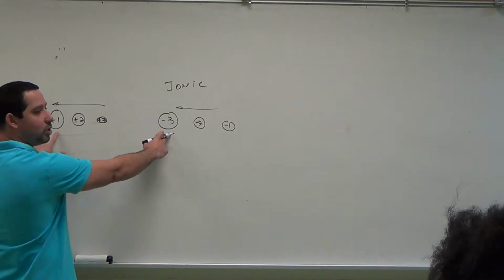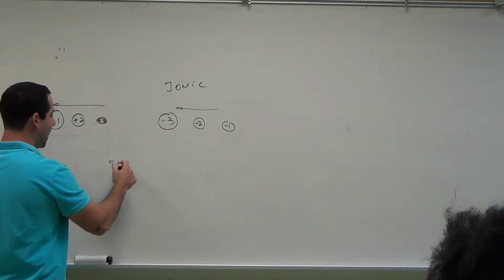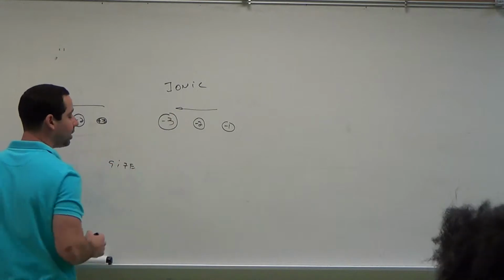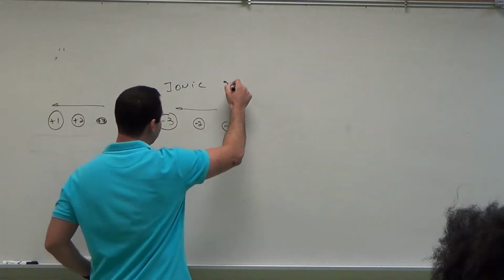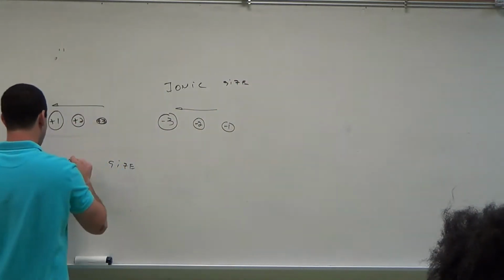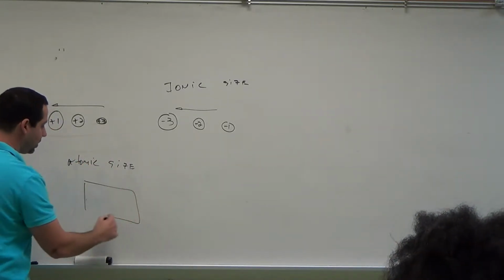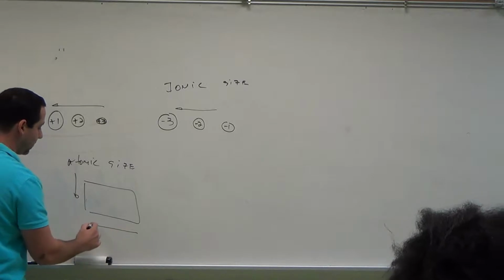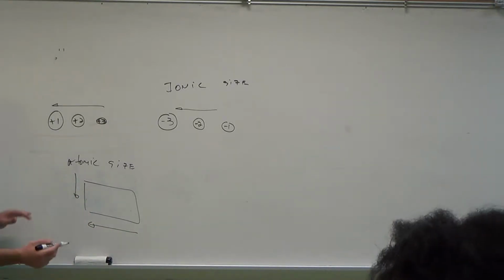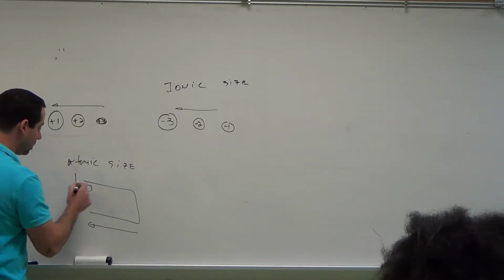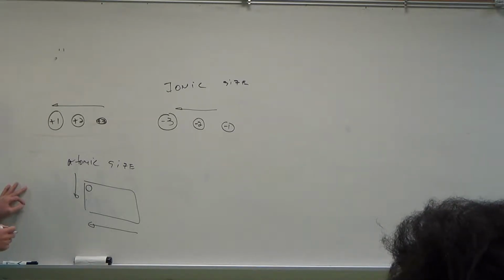Which one is bigger from these two? Because size, and I am not talking about ionic size, yes? This is ionic size. Atomic size is the size of the atom. How does it increase? It increases this way, and it increases this way. So you expect the biggest element to be here, yes?